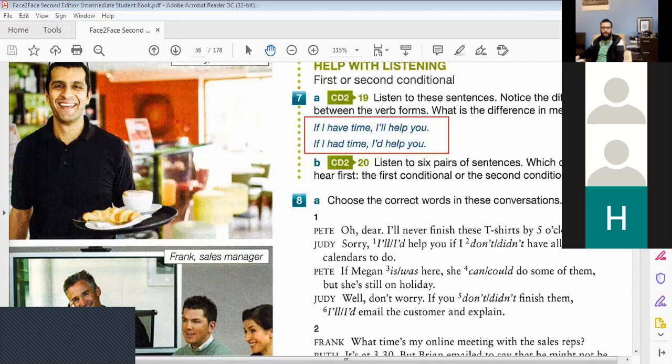5. If they study harder, they'll pass their exams. If they studied harder, they'd pass their exams.